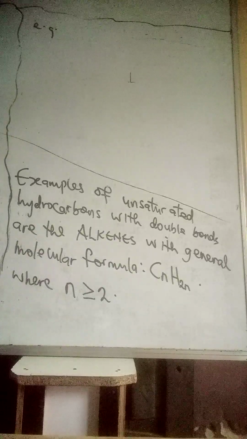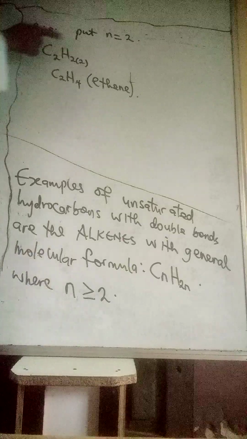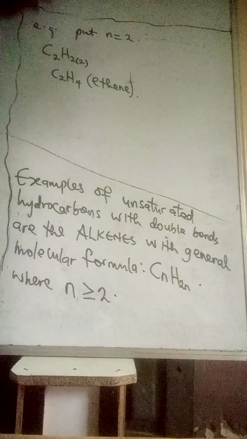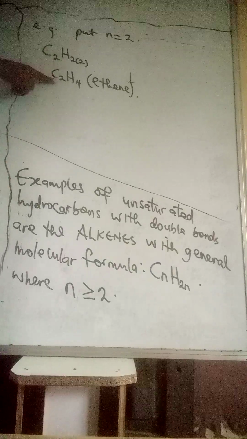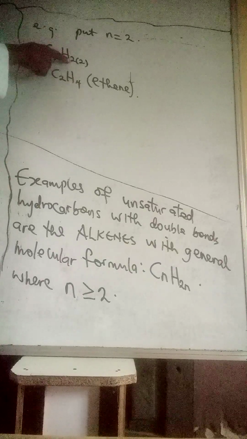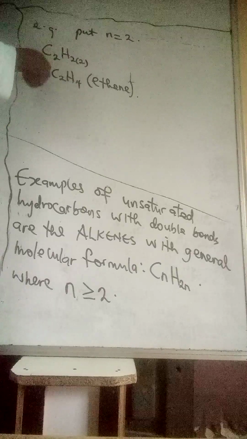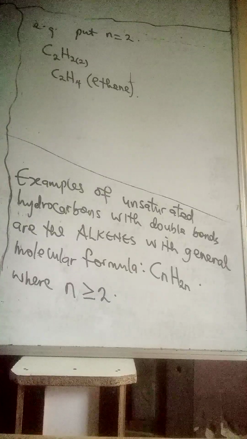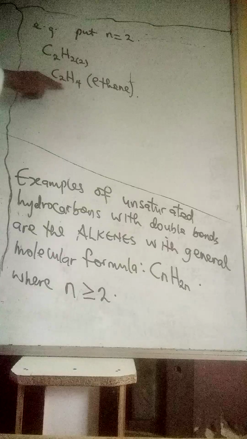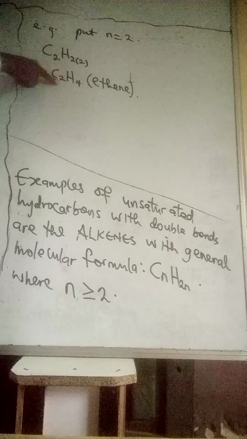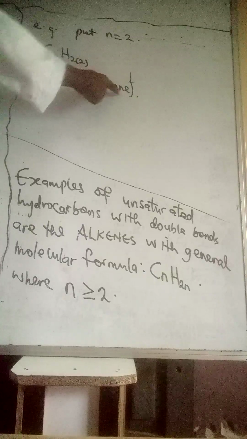E.g., when N is equal to 2, which will give us the first member of alkene, we arrive at C2H4 because 2 times 2 will be 4. And this C2H4 is the molecular formula for the first member of the alkene. And the name of that compound with the C2H4 formula is ethene.